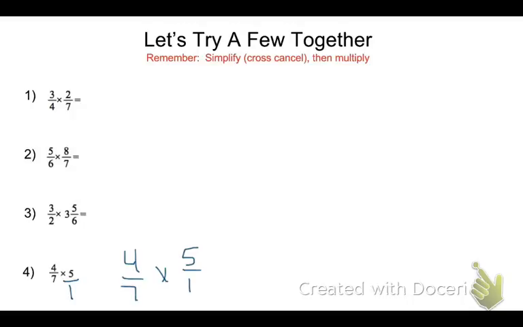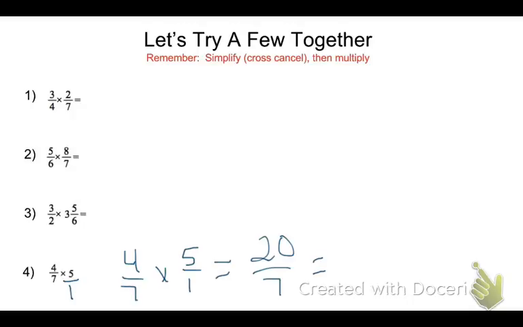If you notice in this problem, if I look diagonally at 4 and 1, I cannot simplify those or cross cancel them. And 5 and 7, same thing. They do not have any factors in common, so they cannot be simplified. So all I can do is multiply straight across. 4 times 5 is 20, and 7 times 1 is 7.